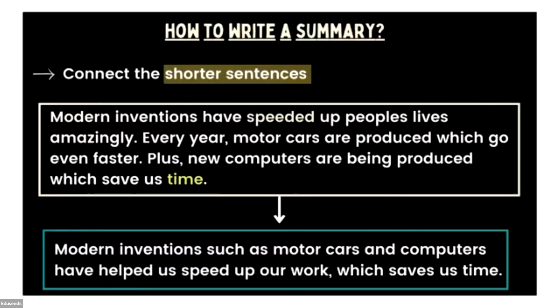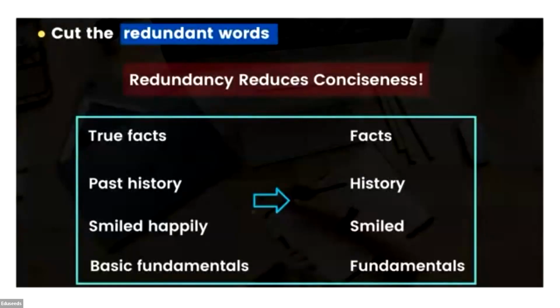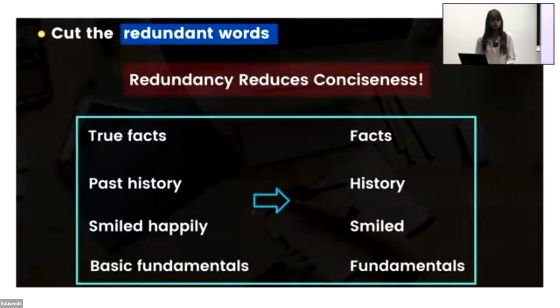Next. How do you cut redundant words? For example, in the sentence, they give you true facts. Facts are already true, so you don't really need to use the word true. Make it short, just use facts. Past history. History is already in the past, so it's the same meaning. You can just cut off the word past. Same goes to smiled happily and basic fundamentals. This is how you cut redundant words.